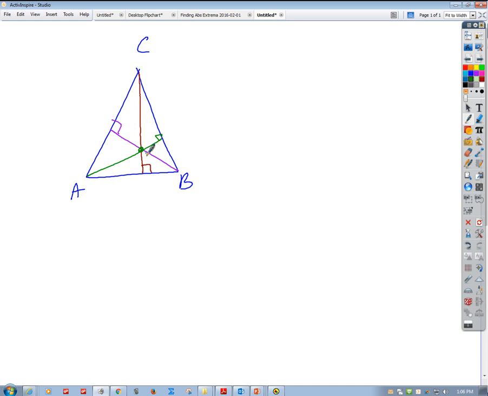They actually have some meaning in physics with these different kinds of centers. Anyway, the important thing I want you to know here is the definition of the word altitude. An altitude is just a segment that connects one vertex to the opposite side perpendicularly.